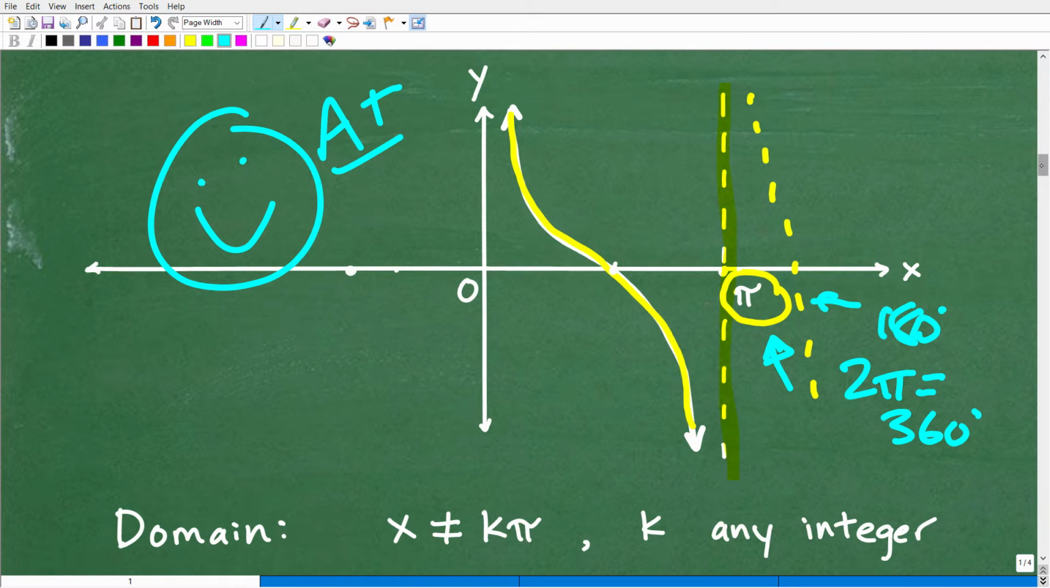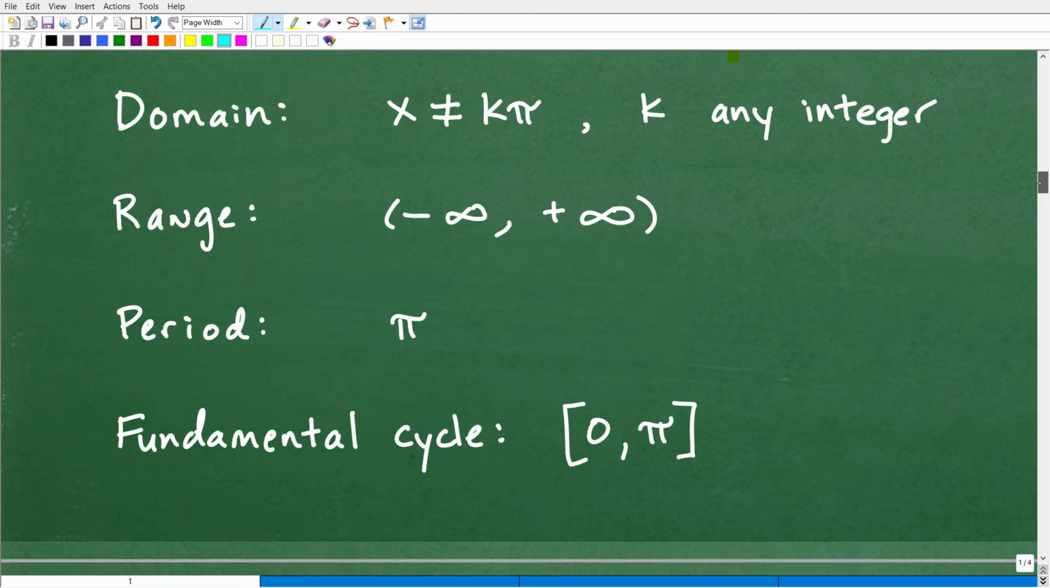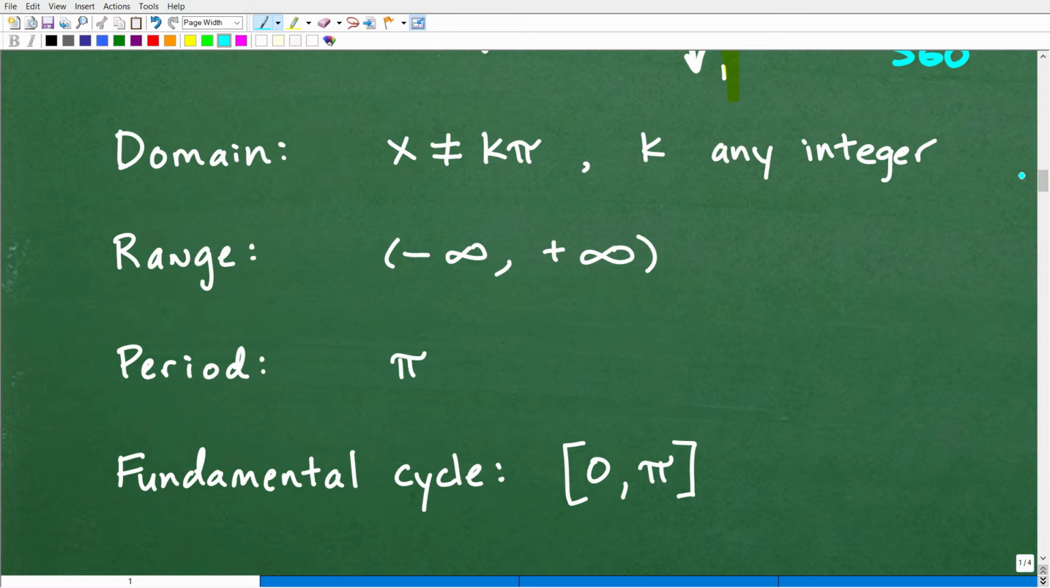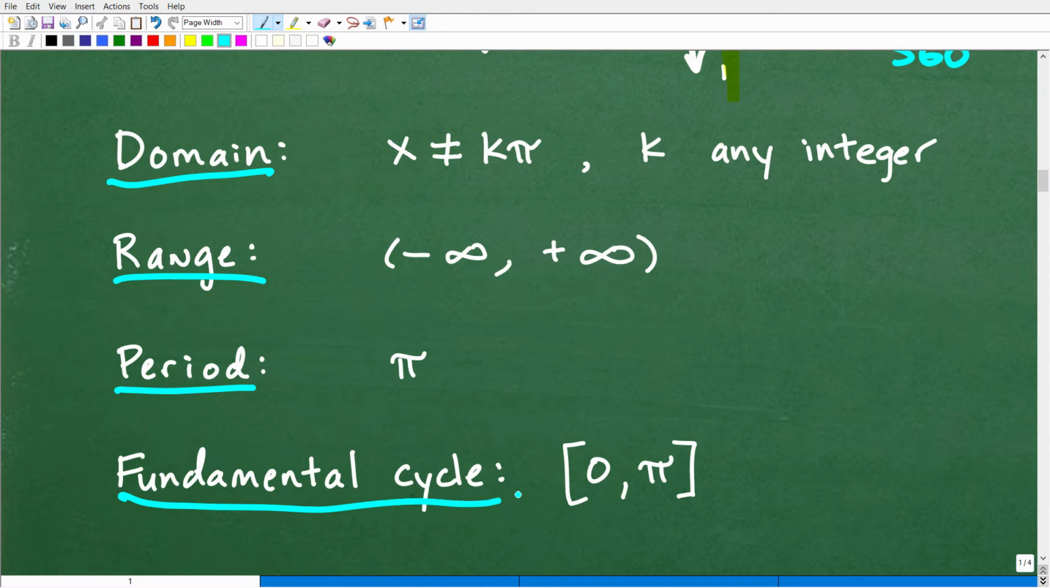So let's go ahead and define some of these things right here. I want to be using some terms that hopefully you understand. So we are talking about a trigonometric function. Functions have domain and range, and of course we have a period, and then what we call the fundamental cycle. Now let's go ahead and define the domain. So basically we're talking about any real number. However, x cannot be k times pi, where k is any integer.